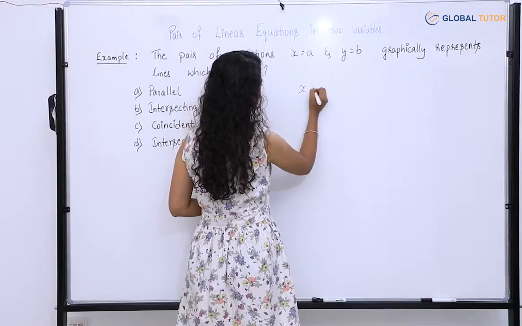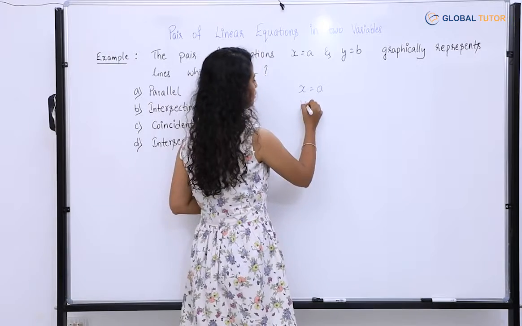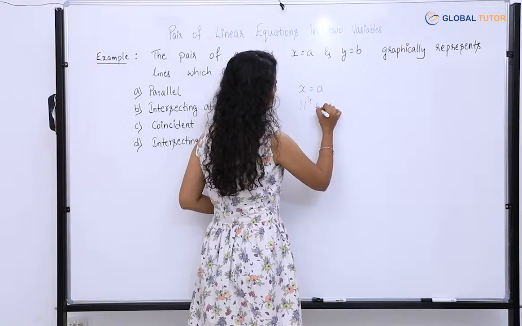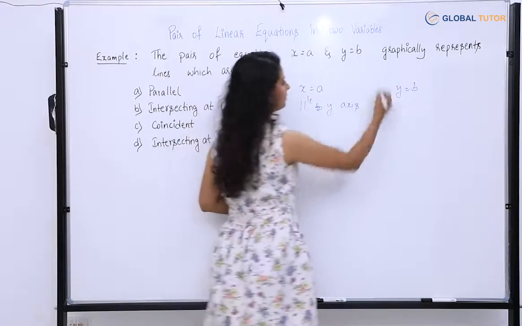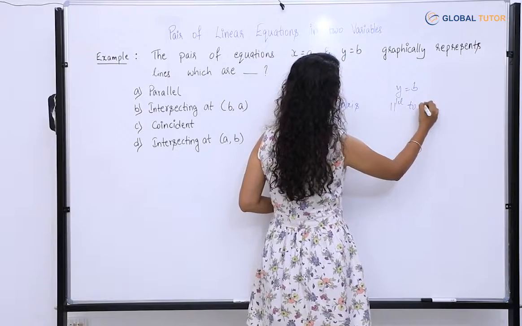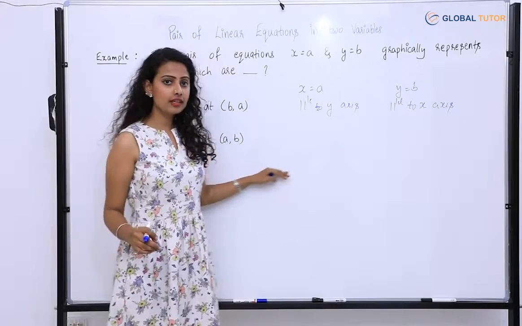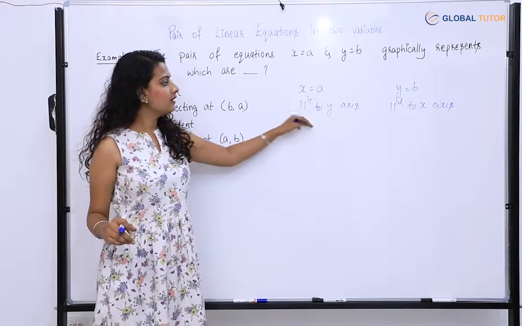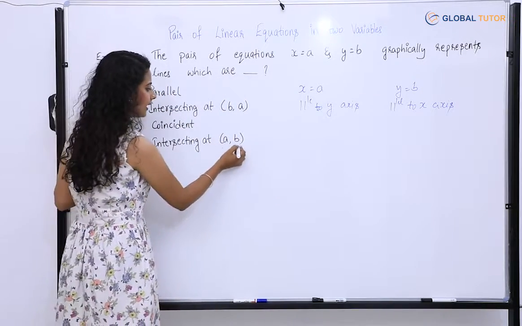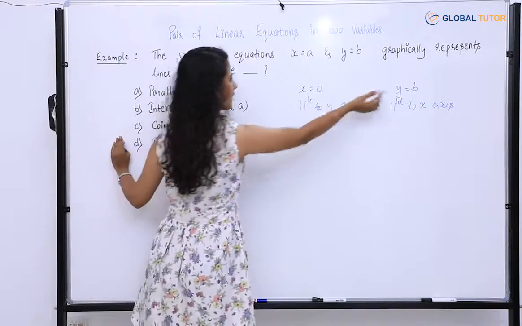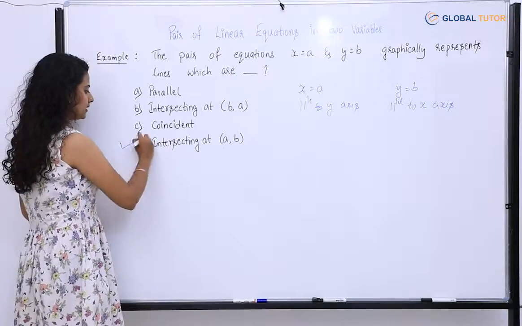Whenever x is equal to a constant, x is equal to a, then the line is parallel to y-axis. And when y is equal to b, then the line is parallel to x-axis. Which means if x and y axis are intersecting, the lines will also intersect. So, they will intersect at points a comma b. Why? Because x is a and y is b. So, the answer is intersecting at a comma b. Option D is the right answer.